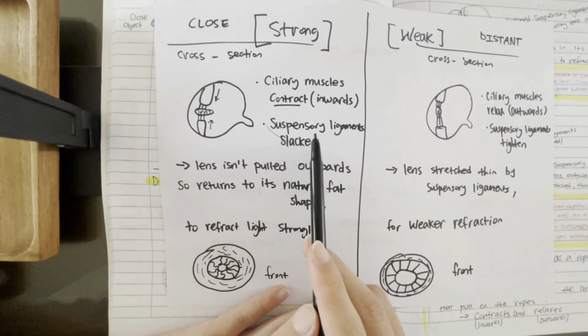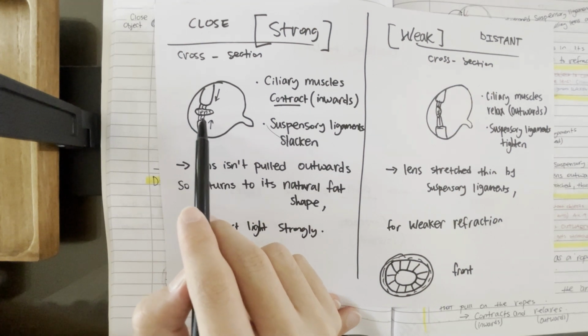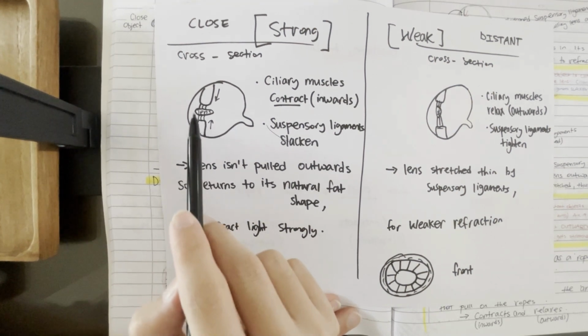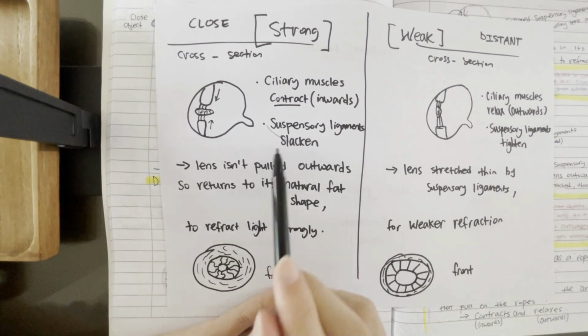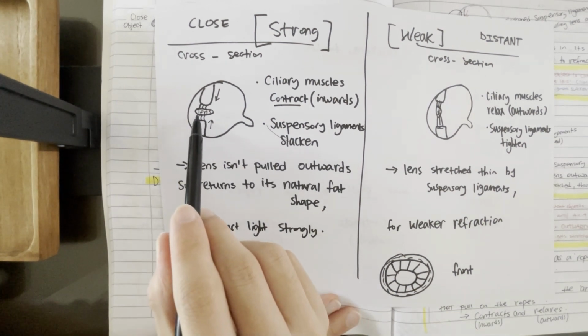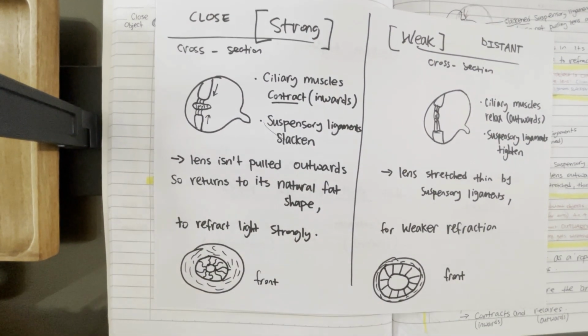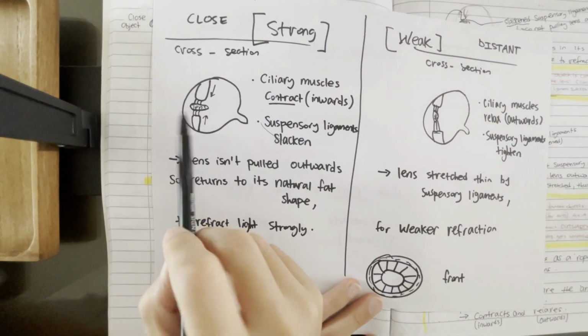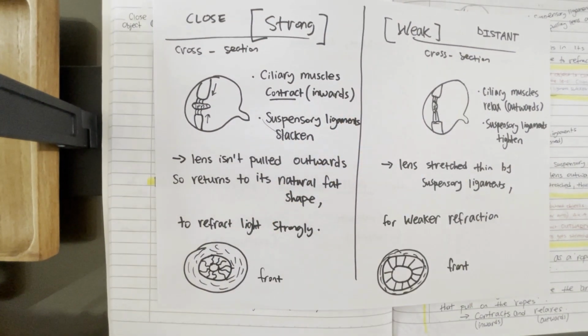And the suspensory ligaments, if the muscles that are holding the suspensory ligaments are coming in closer to you, would you become tighter or slacken? You'd slacken, right? Because you have a lot less room, but the length of the suspensory ligaments is equal. So it becomes slackened, right? Suspensory ligaments slacken and the ciliary muscles contract, right?